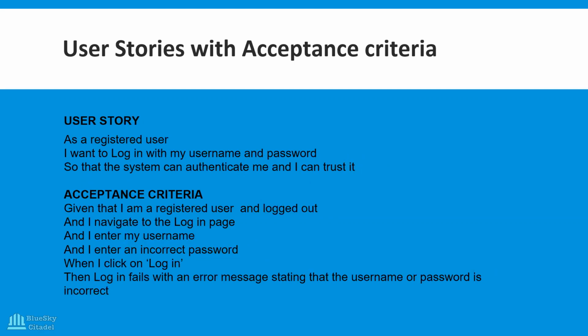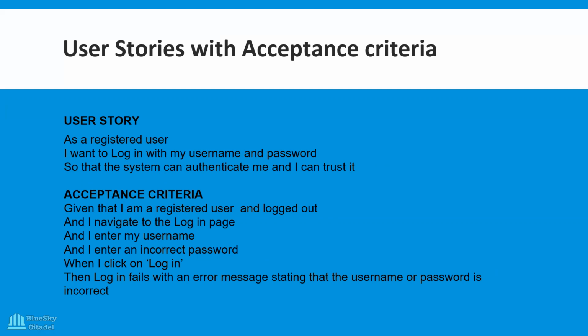Okay, this is another given-when. I think I intentionally did this when I wrote this up to show you that you can have given and when. Okay, so as a registered user, I want to log in with my username and password so that the system can authenticate me and I can trust it. Acceptance criteria. Given that I am a registered user and logged out, and I navigate to the login page.